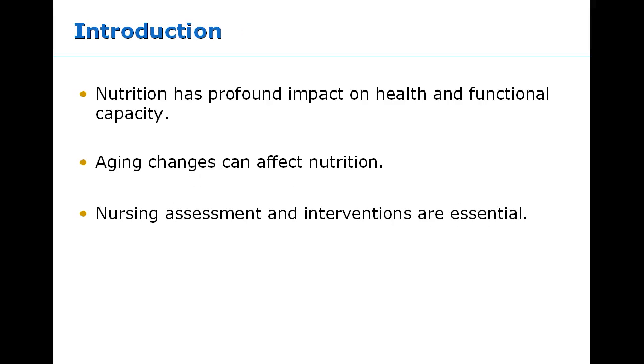Now let's talk about nutrition. Nutrition has a profound impact on health and functional capacity. Aging changes can affect nutrition. Sometimes the appetite, and things that are going along with the body, can affect nutrition. The older adult may have poor appetite, may not be feeling well. Health problems can contribute to it, various things. So this is why it's important that we do a nursing assessment and act on our interventions.